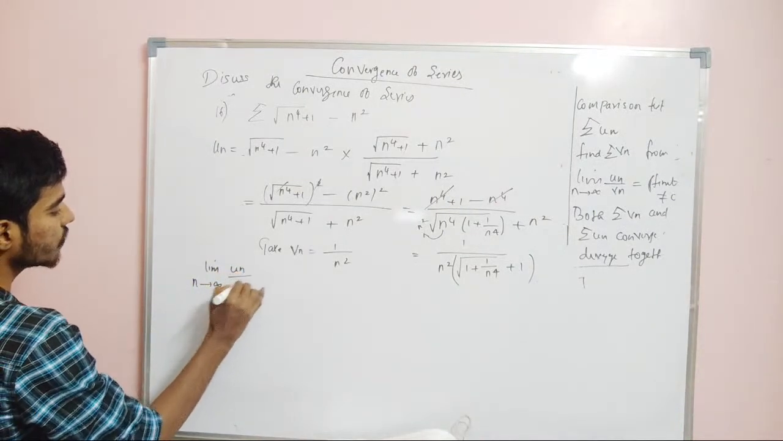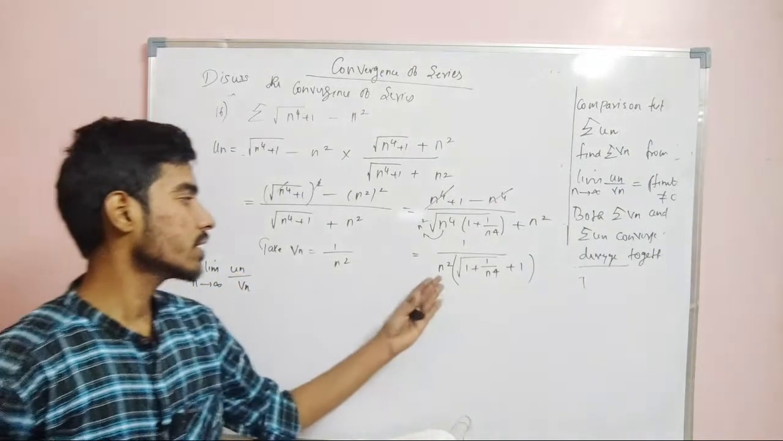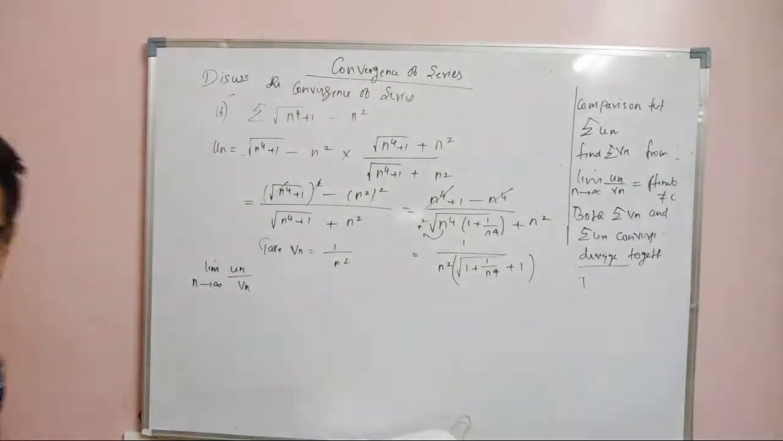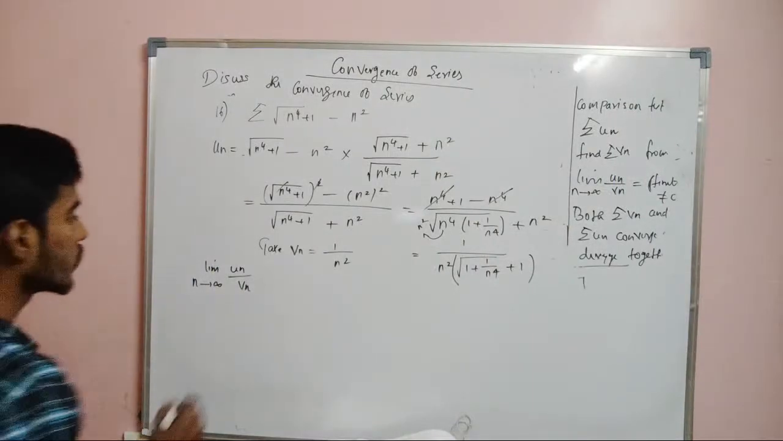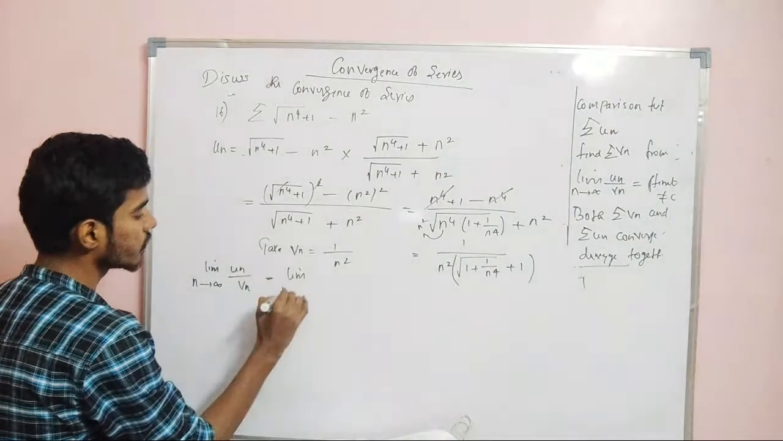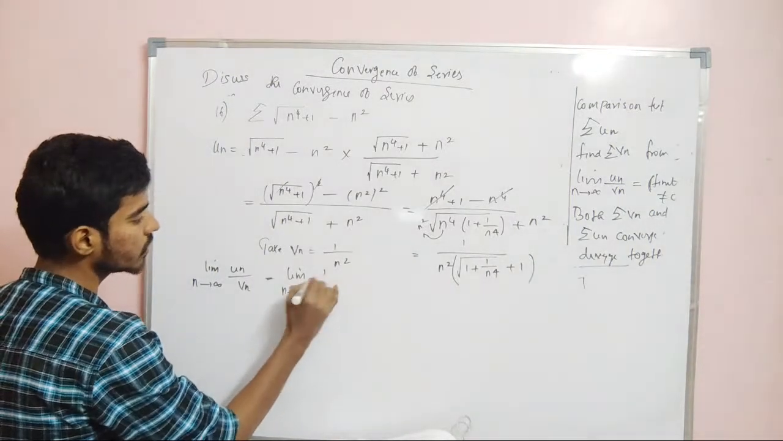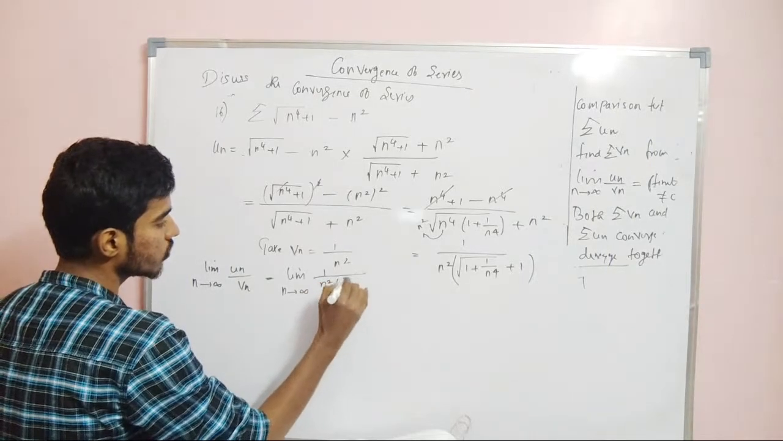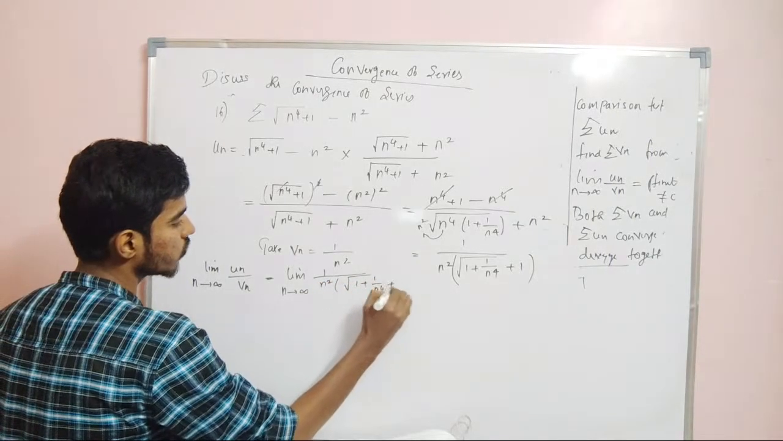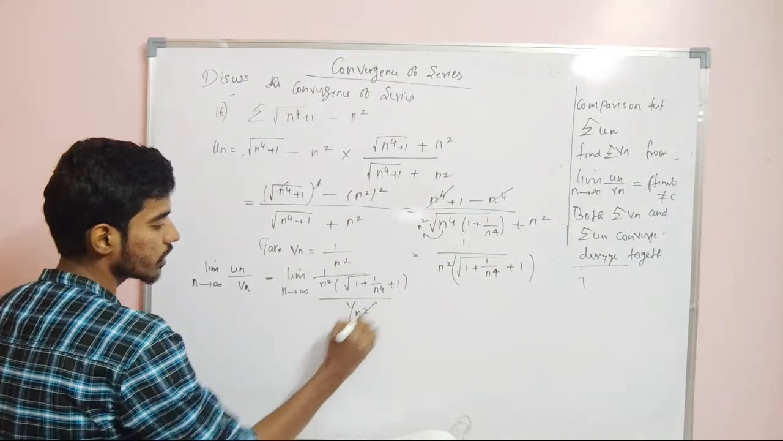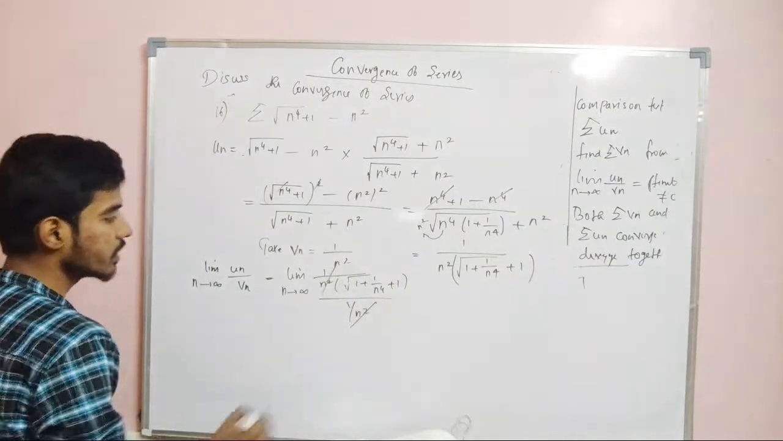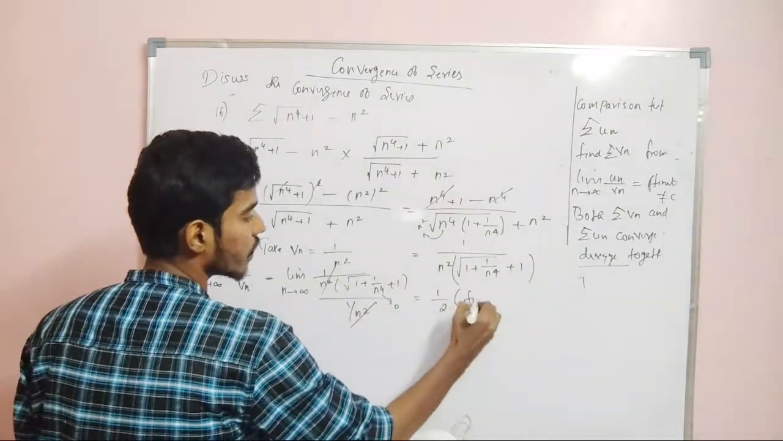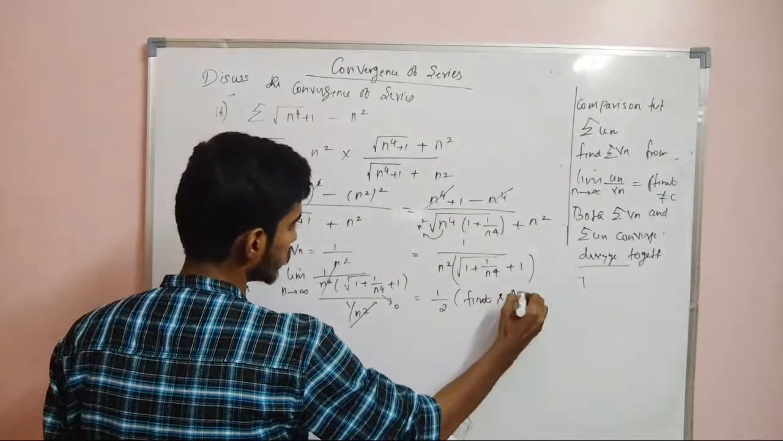You have to take vn by taking the highest power in the denominator, and always choose vn to be in the form 1 by n power p. So this will be limit n tends to infinity, and un is 1 by n square into root 1 plus 1 by n power 4 plus 1 divided by 1 by n square. So this n square will get cancelled. So as n tends to infinity, this tends to 0. So again you will have 1 by 2, which is finite and non-zero.